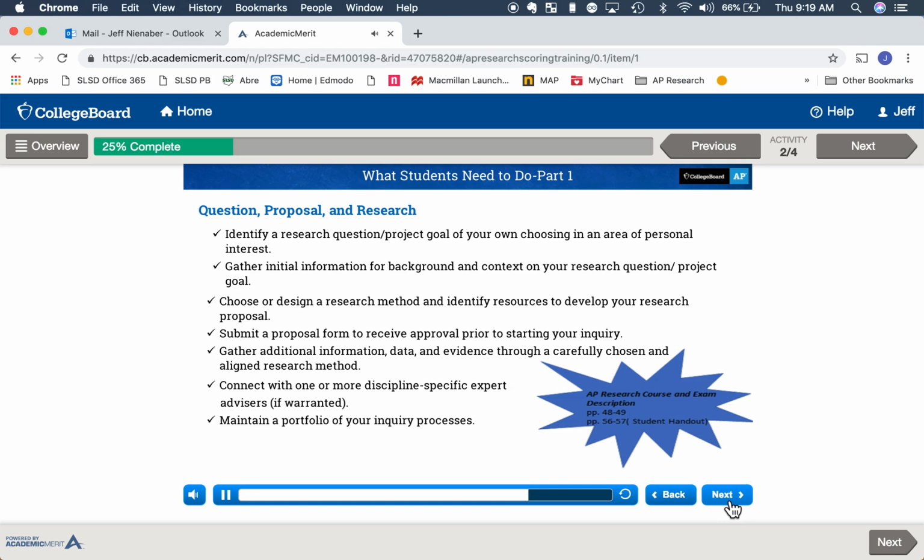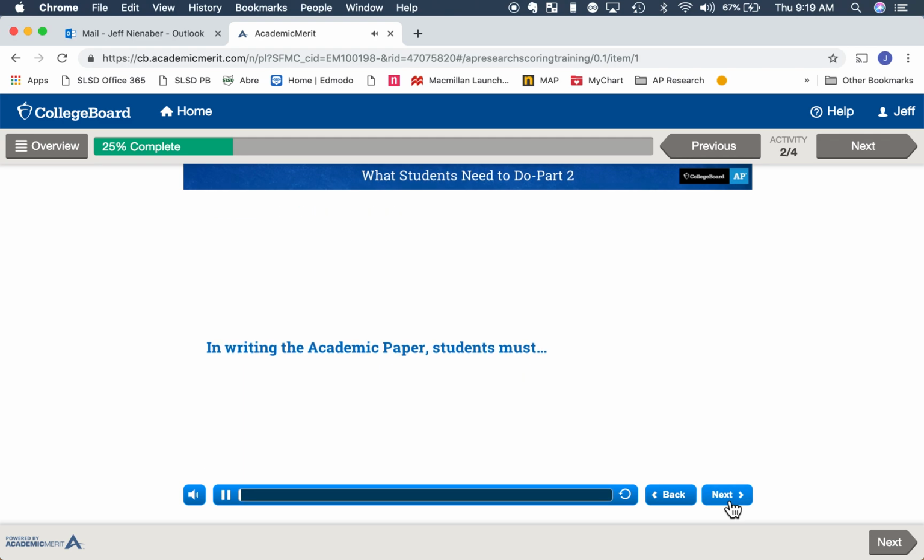The final steps in this first stage of the inquiry process have students engaging with expert advisors if warranted, and being reflective throughout their inquiry journey by keeping a portfolio of their research and thought processes. Even though these two steps aren't addressed by the academic paper rubric, they are addressed by the presentation and oral defense rubric. The second stage of the task description has to do with the actual writing of the academic paper.